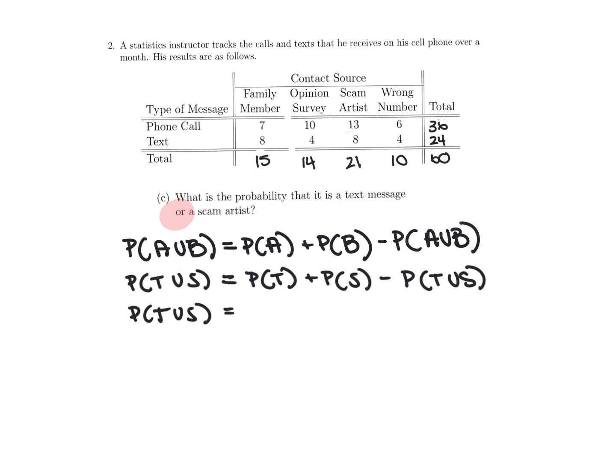we're going to get our variables from the chart. So P(T) is going to be 24, and we're going to put 24 over 60 because we need the probability of text as a whole.